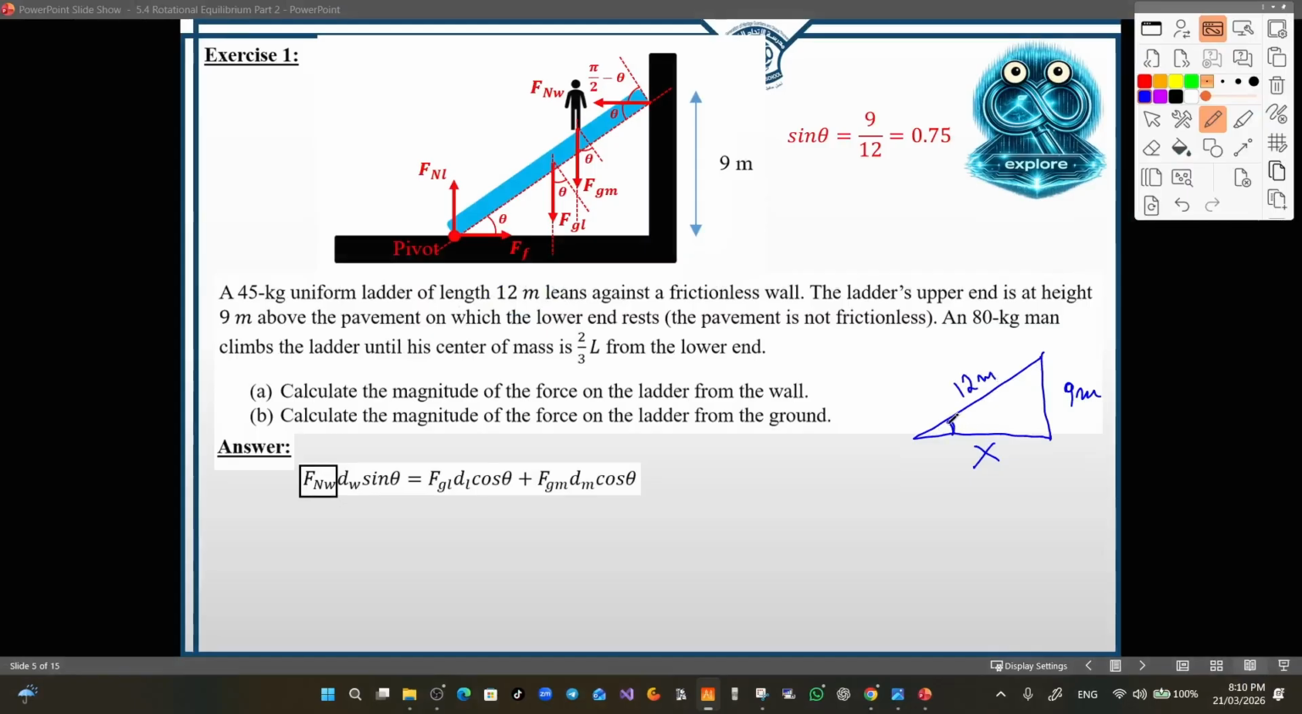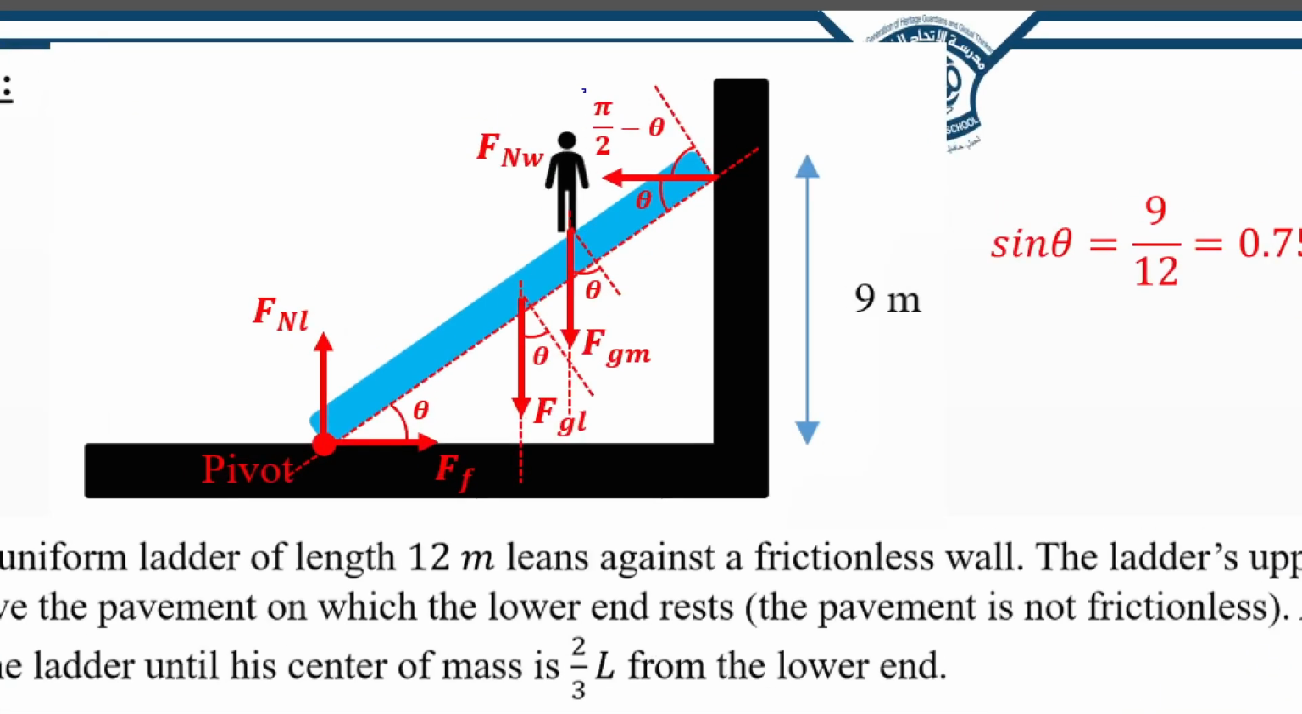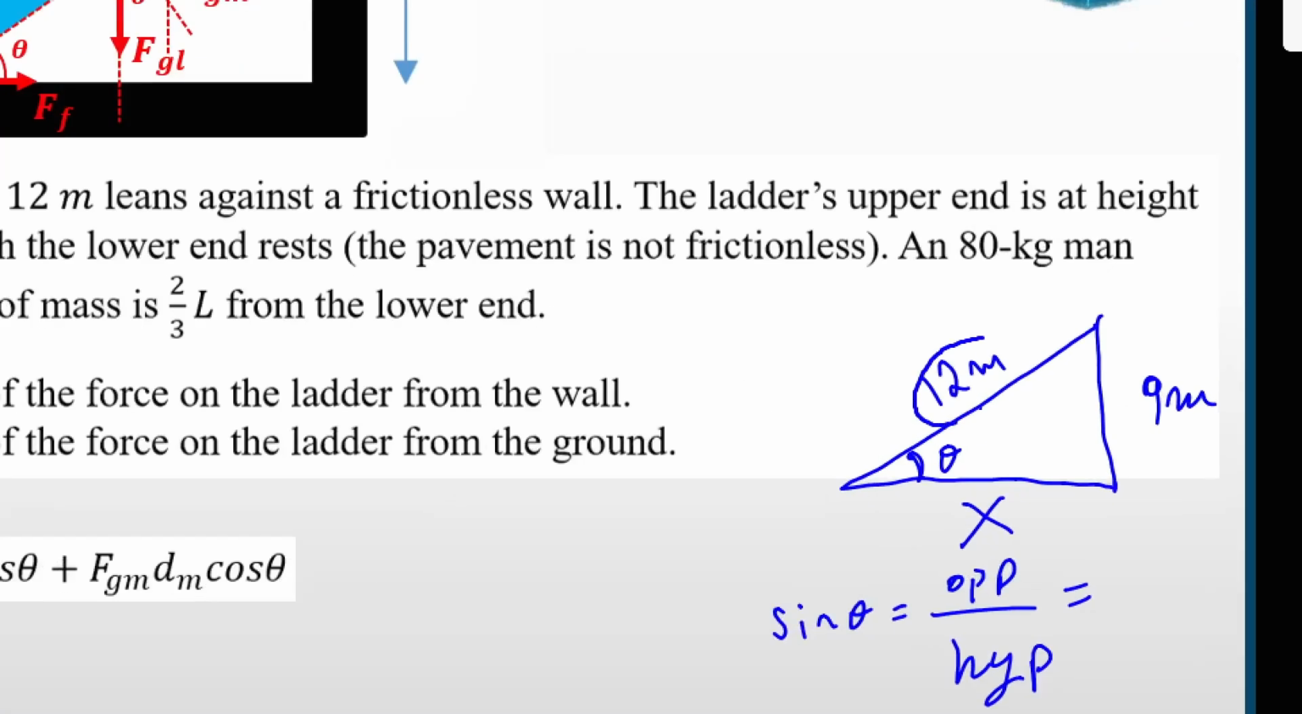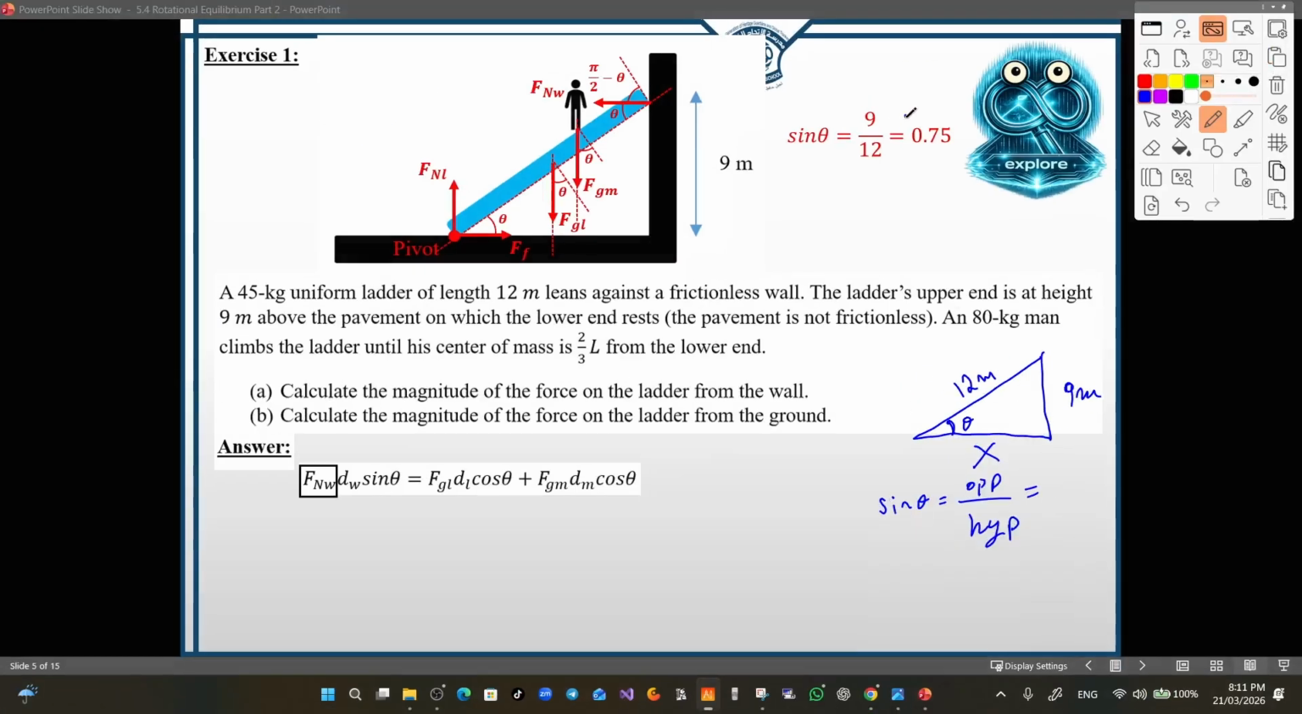Since the given angle theta is exactly equal to this theta and this theta, it's essential to find the cosine and sine of this angle because they are explicit in my equation. Let's start with the sine. The sine equals opposite over the hypotenuse. The opposite of this angle is 9. The hypotenuse is 12. So we can write 9 over 12, and the sine can be written as 0.75.